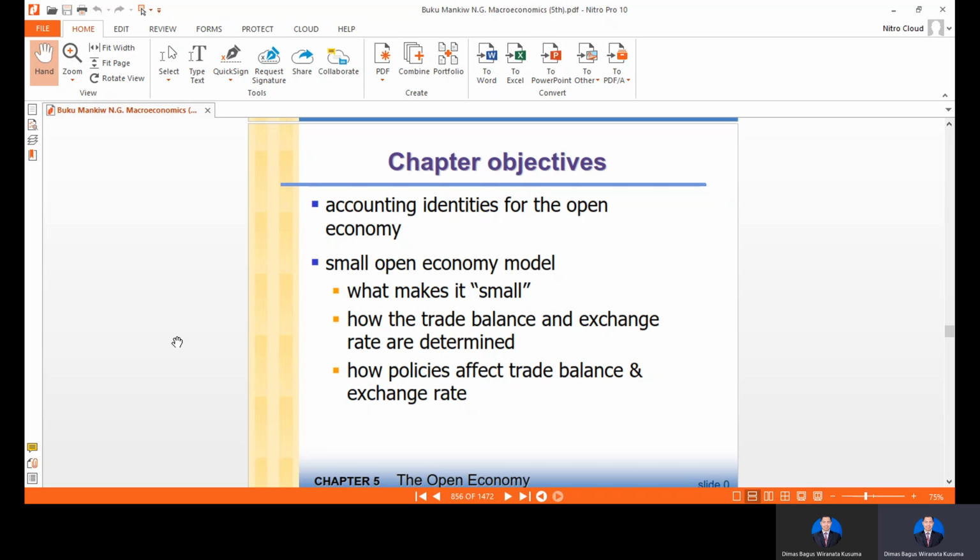Dear brothers and sisters, see you again at the sixth class meeting of applied and practical application of macroeconomics. And here we have arrived at the fifth chapter of this course, namely the open economy. This chapter aims to cover account identities for the open economy, and a small open economy model will be learned, by looking at what makes it small in terms of economic size, how the trade balance and exchange rate are determined in a small open economy, and how policy affects trade balance and exchange rate.